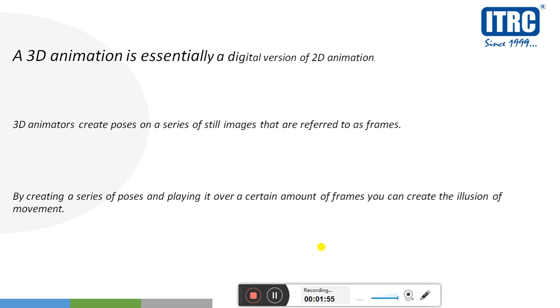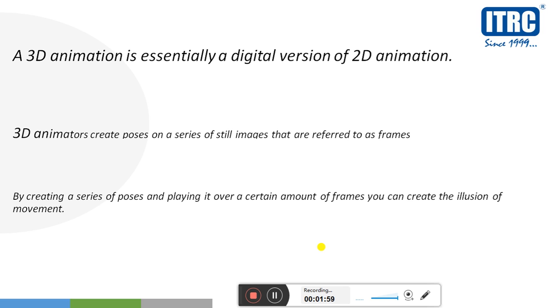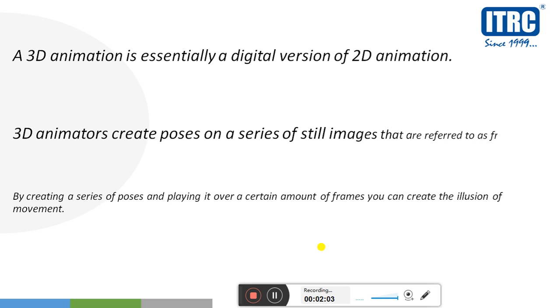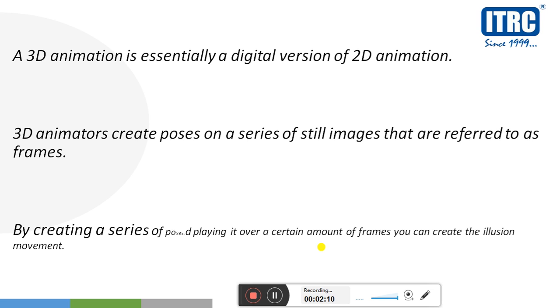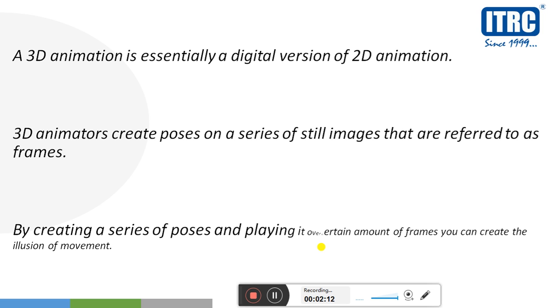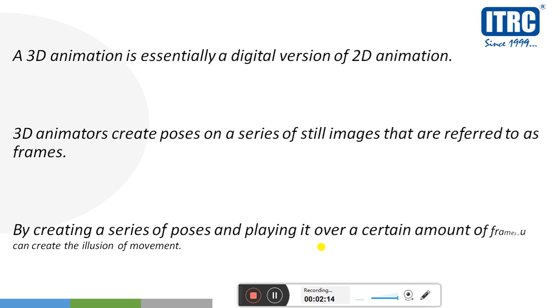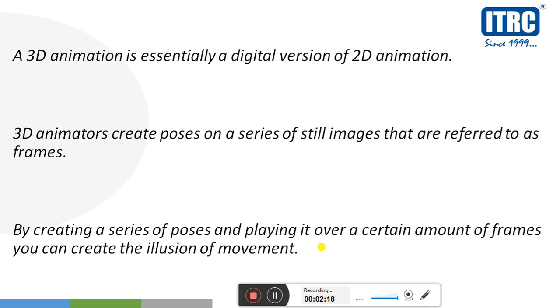A 3D animation is essentially a digital version of 2D animation. A 3D animator creates poses on a series of still images that are referred to as frames. By creating a series of poses and playing it over a certain amount of frames, you can create the illusion of movement.